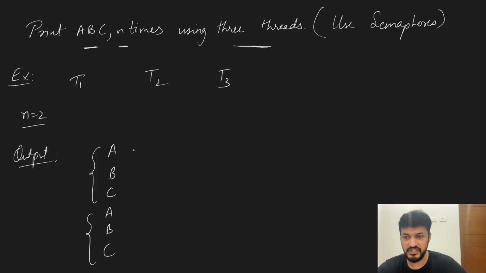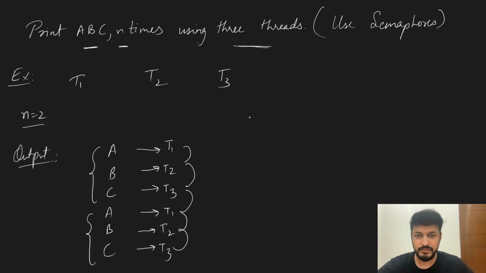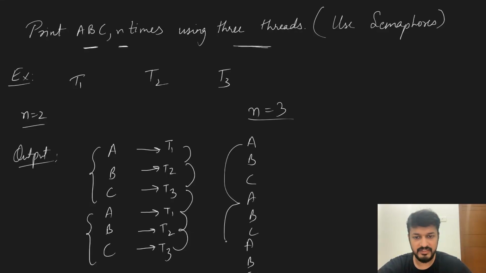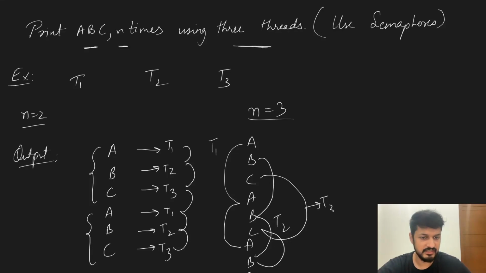But you also have to make sure that A is printed using T1, B is printed using T2, C is printed using T3. Similarly, this A should be printed using T1, B using T2 and C using T3, and this should be in sequential order, right? So for another example, let's take n is equal to 3. At that time the output should be ABC, ABC and ABC. Similarly, all these A's should be printed using T1, B's should be printed using T2 and C's should be printed using T3, right? And so on for n is equal to 4, 5, 6, 7.